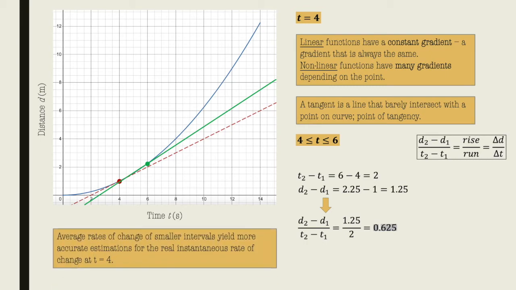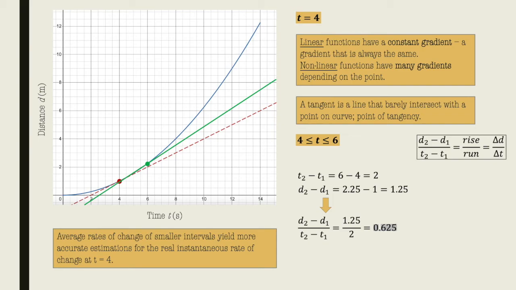Fundamentally, this means that the average rate of change of these smaller intervals become better estimations of the instantaneous rate of change at t equals 4. However, we must remind ourselves that they remain estimations and not the exact instantaneous rate of change.